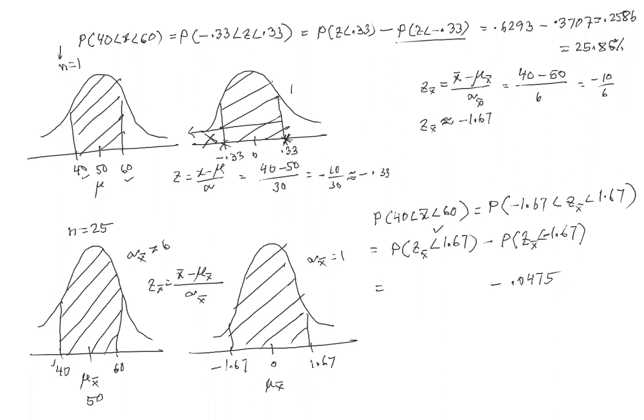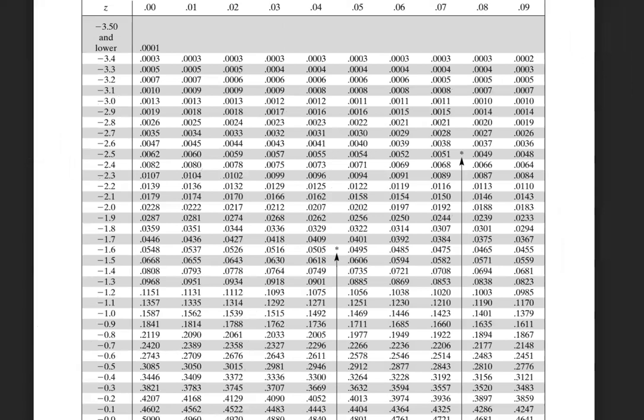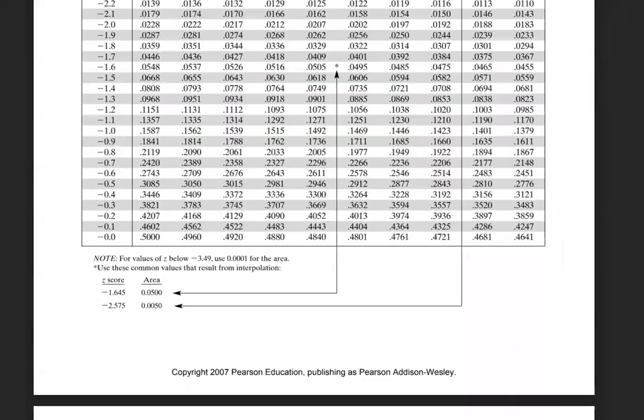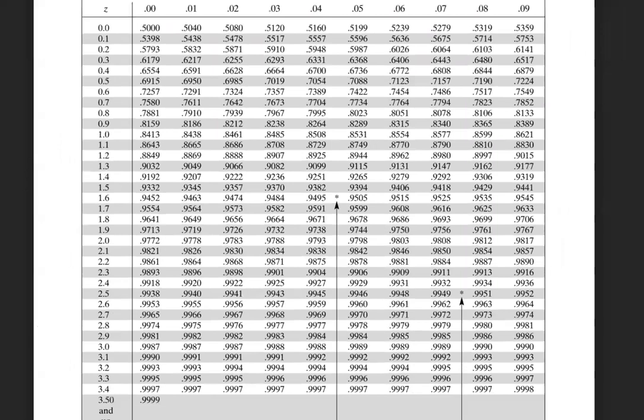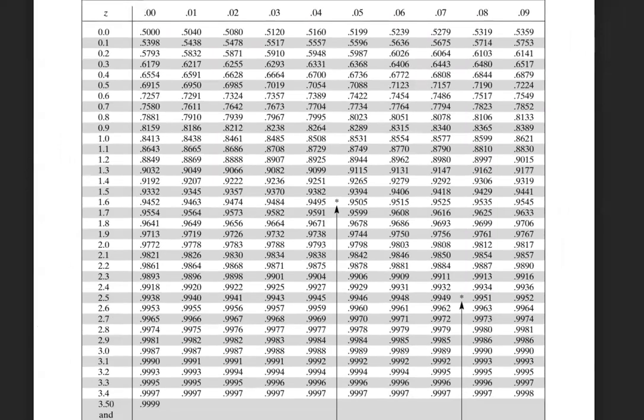So again, let's go ahead and find the positive value. This is the negative z-score table. Let's just look at the positive z-score table. 1.67. So 1.6 right here, and 7 right here. Am I on the right row? Okay, 1.67, yeah, 0.9525.